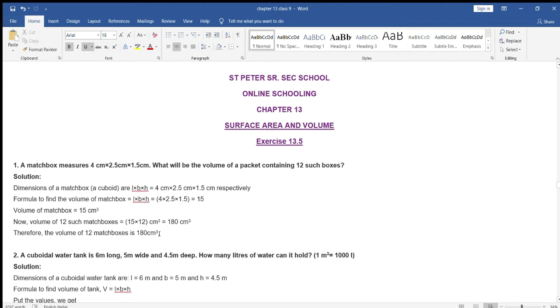So in this exercise we will discuss volume. In the previous exercise we discussed surface area, and in this exercise we will discuss volume. So just have a look at our first question.